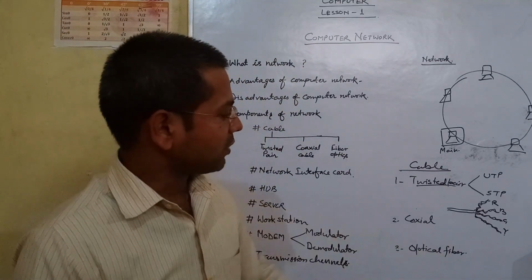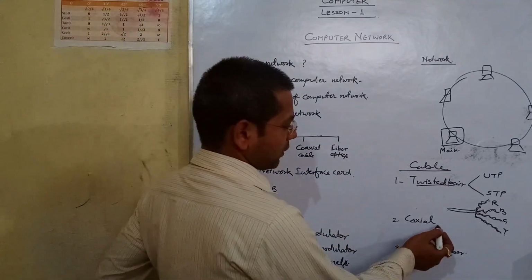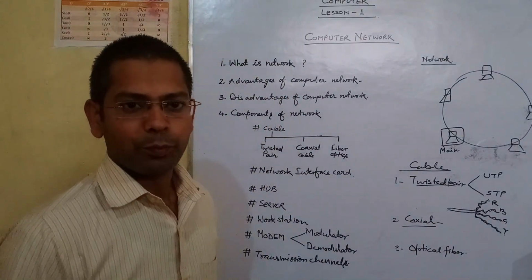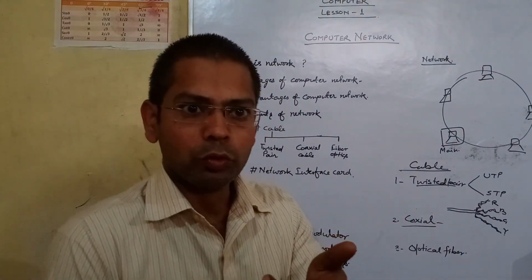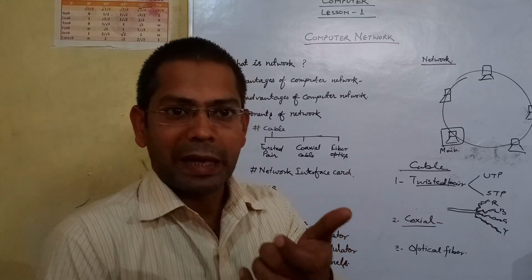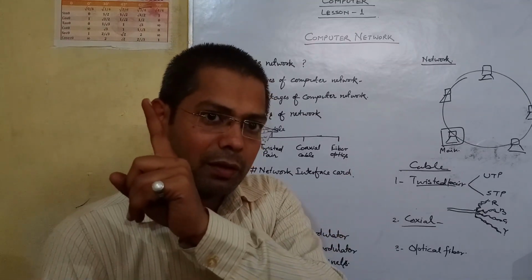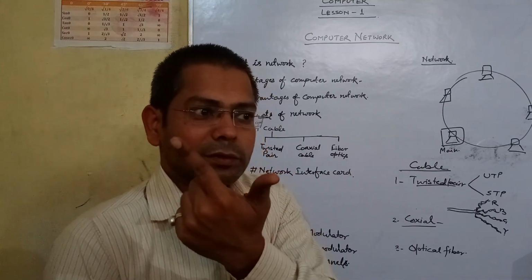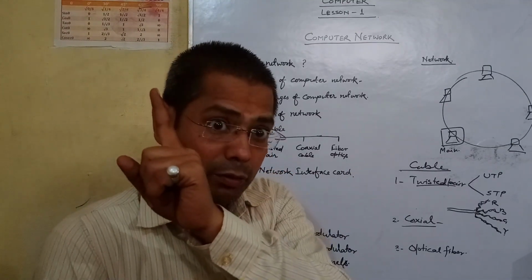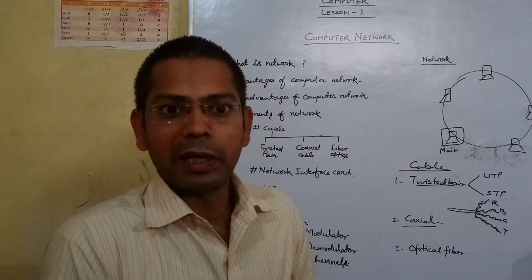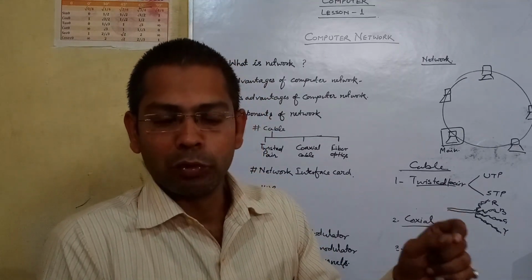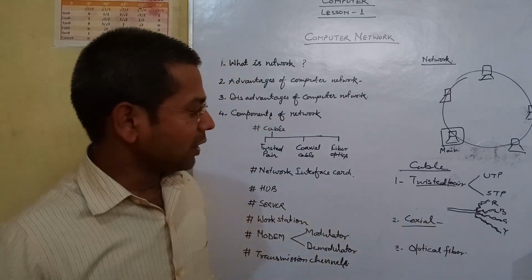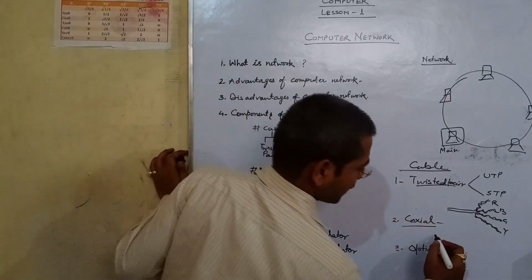Now comes coaxial cable. Coaxial cable is just like a dish cable, the type of cable you use to carry data from the outside equipment to the inside equipment, which comes near your television. So coaxial cable is like a dish cable.